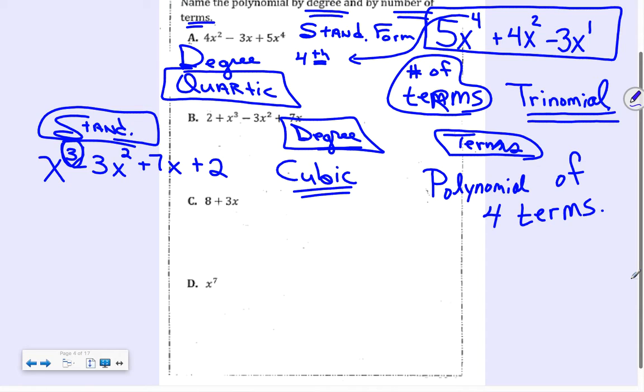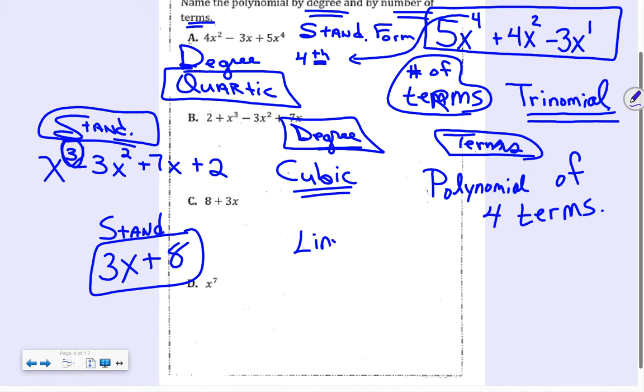Okay. Jenna, standard form. 3x plus 8. Okay, standard form is 3x plus 8, she says. I would say, Jenna, you're right. What do we call it by degree? She calls it linear because it's x to the first. And yeah, this is a binomial. Why? Because there's 2 terms.